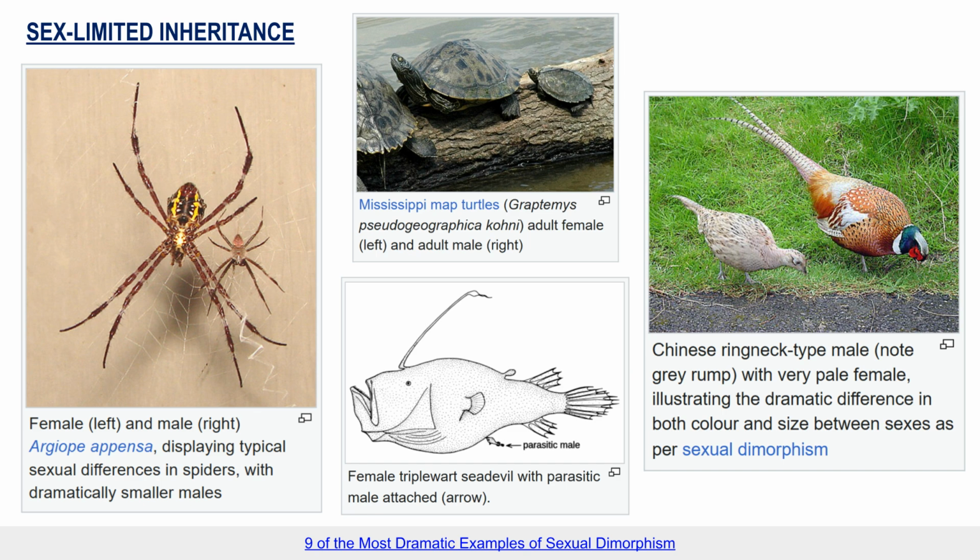These examples show sex-limited traits and sexual dimorphism in different species. In the spider, the female is much larger than the male, which is common in many spider species. In map turtles, males and females differ clearly in body size. The fish example shows a tiny male attached to a much larger female, and in birds, males are brightly colored while females are duller. These traits are expressed in only one sex, or differ greatly between sexes.